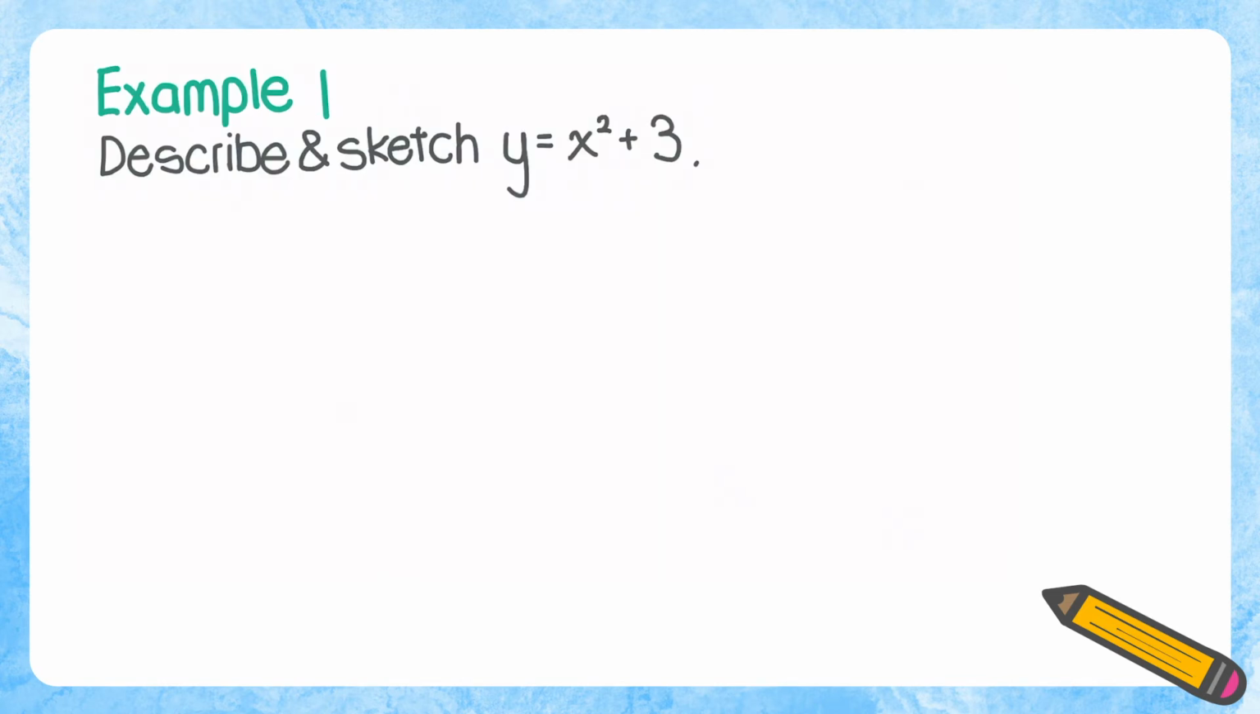For our first example, it says to describe and sketch y equals x squared plus 3. So notice we have to do two things. We have to describe and sketch the function. So let's first describe the function. Notice that this is a quadratic function because the highest degree is 2. So it's going to be a parabola that translates in one direction or another. So we have to find out which direction based on the k value.